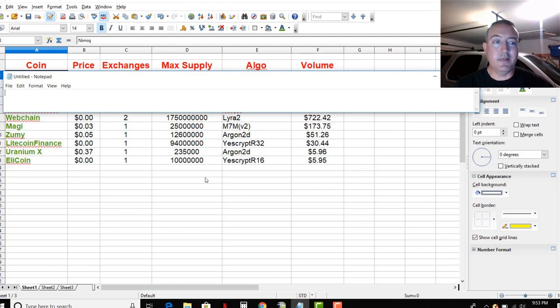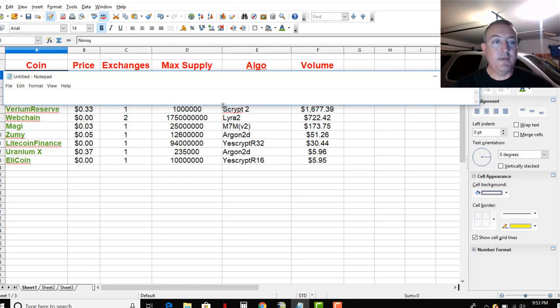1.1 billion, 750 million max supply, so a really high max supply, not too fond of that. A version of Lyra 2 algo, $722.44 24-hour volume. And Varium Reserve, we have next, 33 cents a coin, not bad at all.